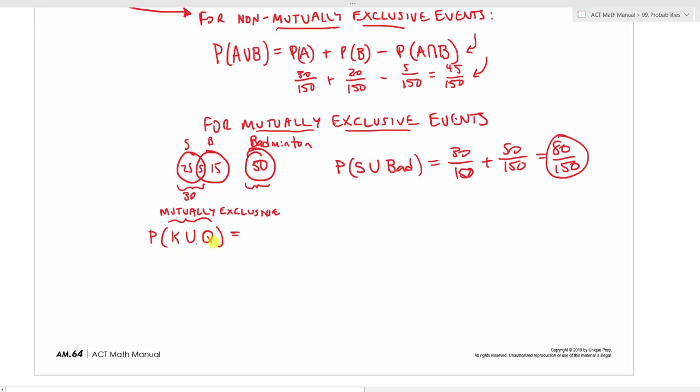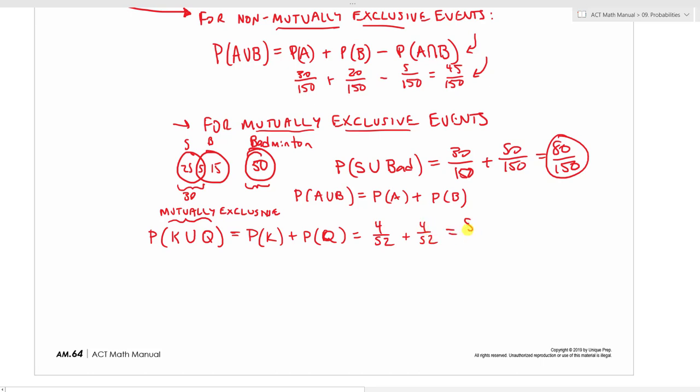So because these are mutually exclusive, remember what we do is we simply add. I should have written this formula down up here. So this is for mutually exclusive events: the probability of A or B would simply be adding the probability of A to the probability of B. So because these are mutually exclusive, we would simply add the probability of picking a king to the probability of picking a queen, which, if you know anything about cards, is 4 out of 52 plus 4 out of 52. There are 4 kings, there are 52 total cards. 4 queens, 52 total cards. That is 8 out of 52. If you want to reduce it, you can.